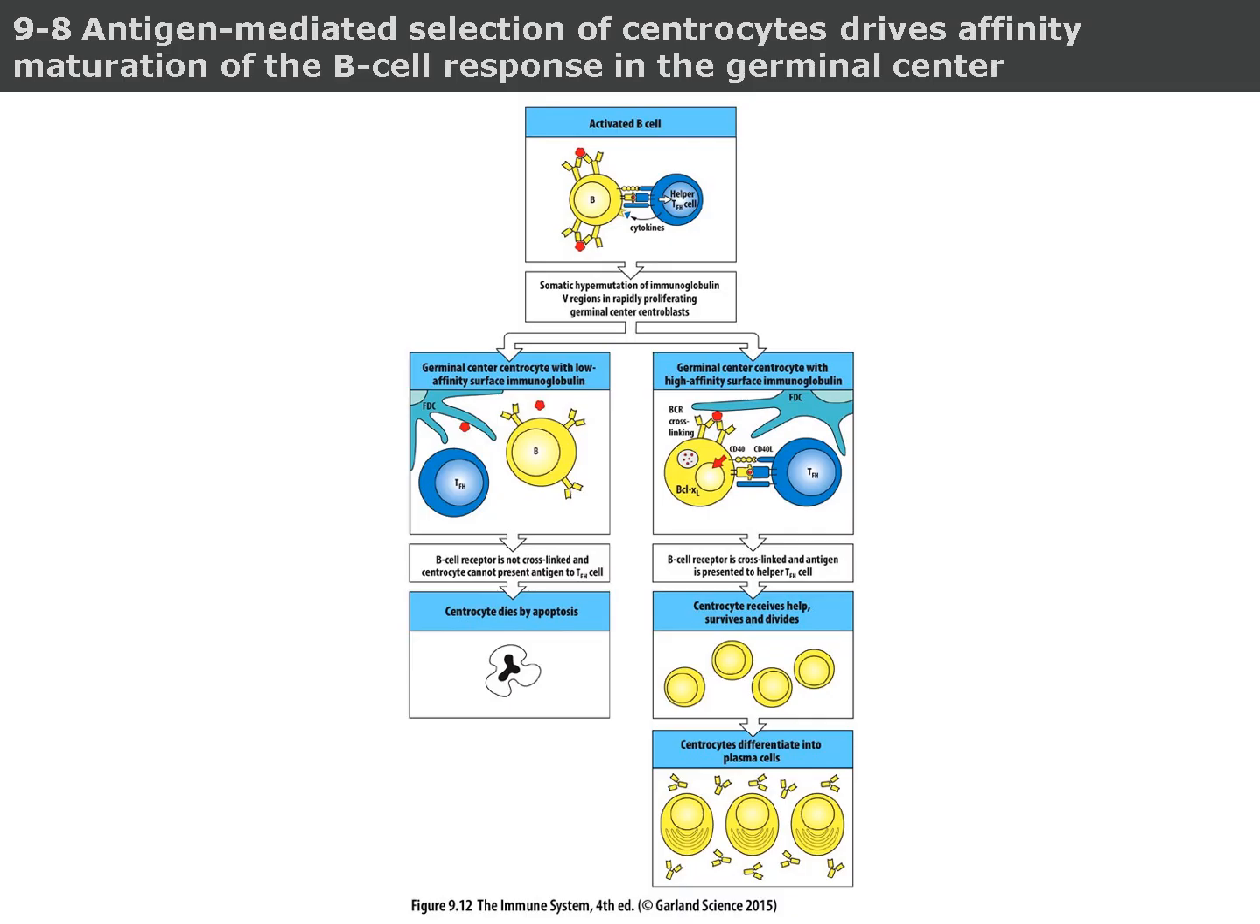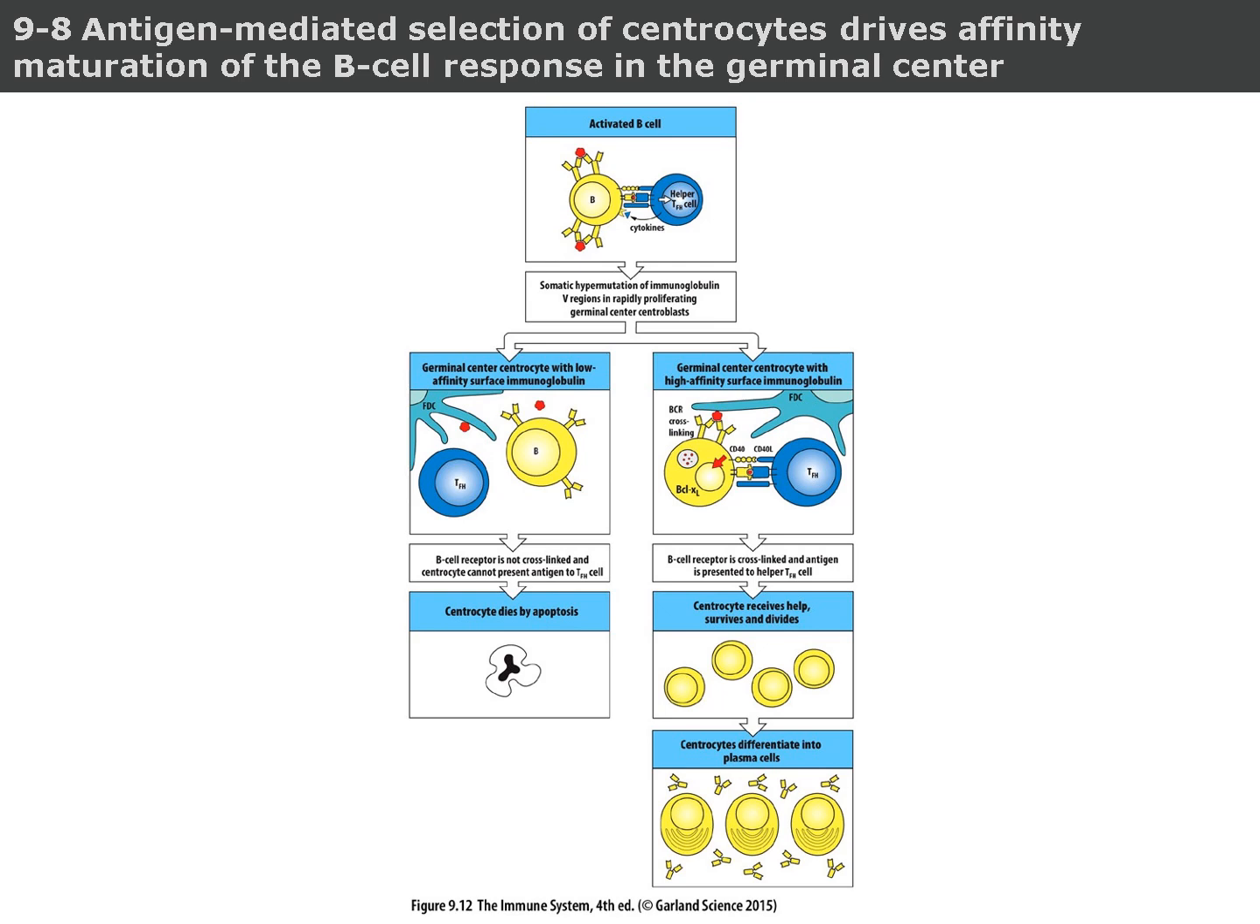Inside the germinal center, B cells undergo somatic hypermutation, generating variations in the affinity of their surface immunoglobulins. These mutated B cells, now called centrocytes, must compete for survival signals. In the left panel, a centrocyte with low affinity immunoglobulin fails to bind antigen effectively. As a result, it cannot present antigen to a TFH cell. Without this interaction, the centrocyte receives no survival signals and undergoes apoptosis.